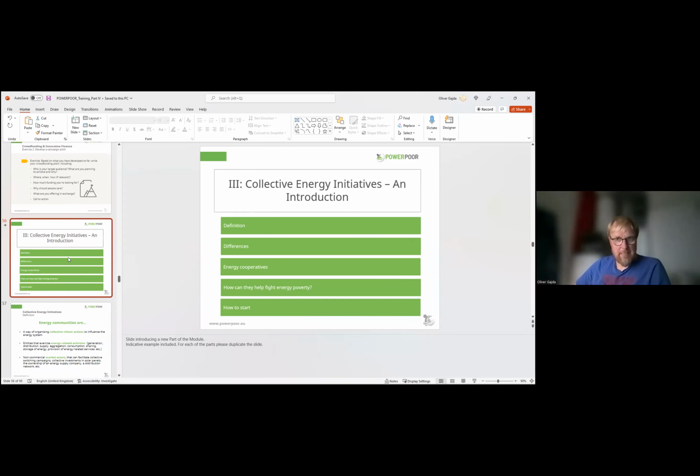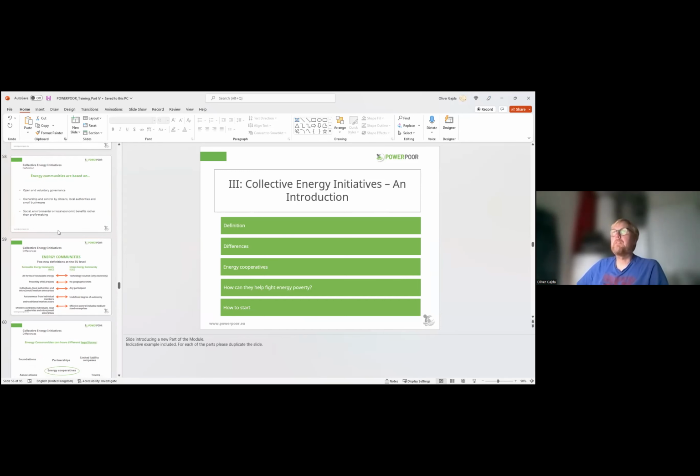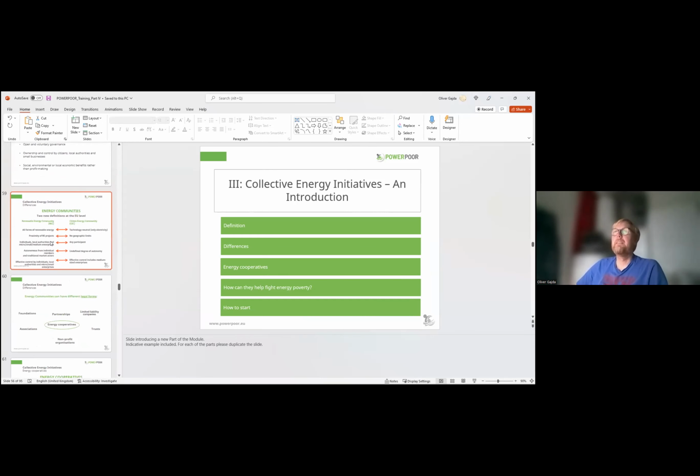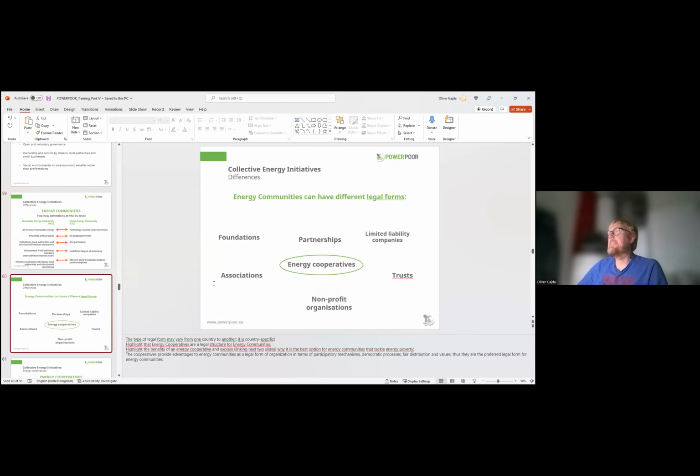Because we have 15 minutes left, let's talk a bit about collective energy initiatives such as cooperatives. We already talked about energy communities in general. We have the overview here. There are different types, renewable energy communities or citizen energy communities. We can separate them out, but then interestingly, we find legal forms that these energy communities can have.